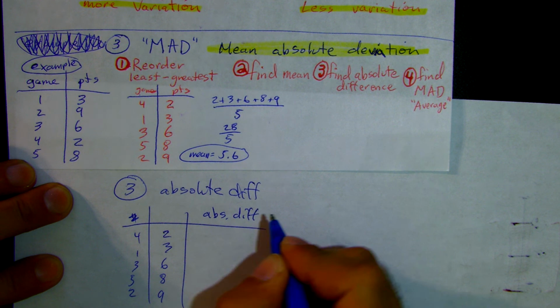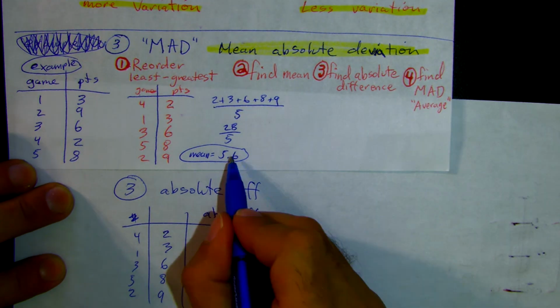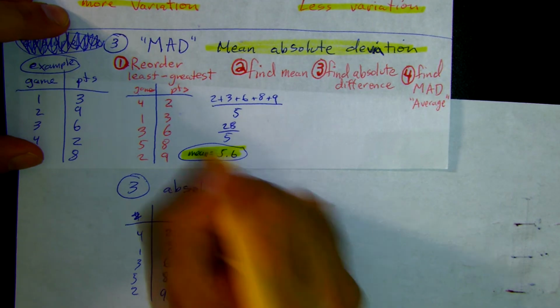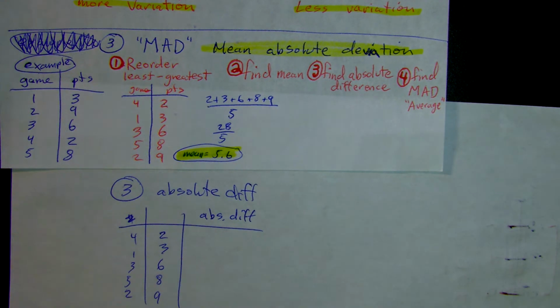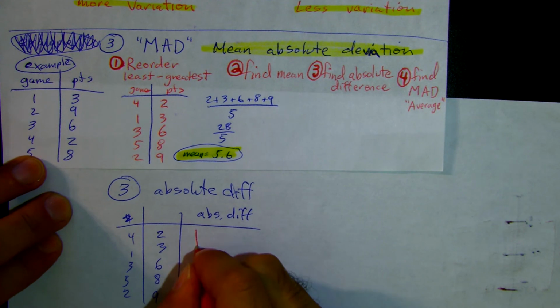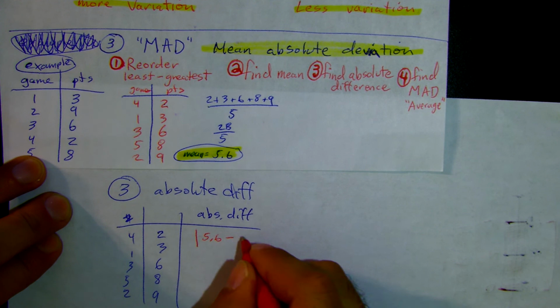Okay. So first off, what was our mean? Our mean was 5.6. So for every single value here, we're going to find the difference. Watch what I'm going to do. Absolute value. 5.6 minus, the difference is subtraction, minus 2. We're going to find the answer for that.